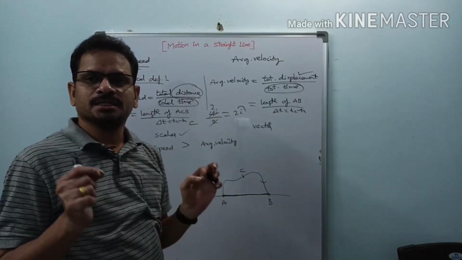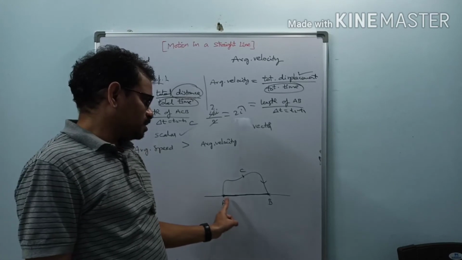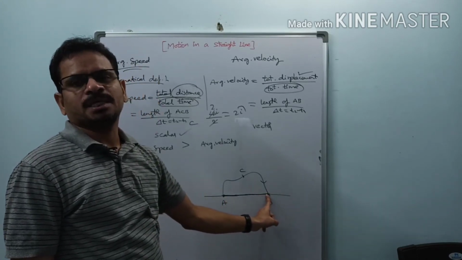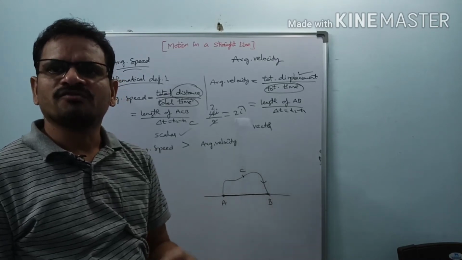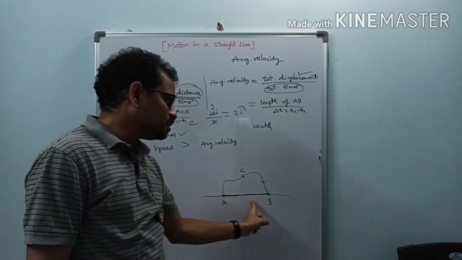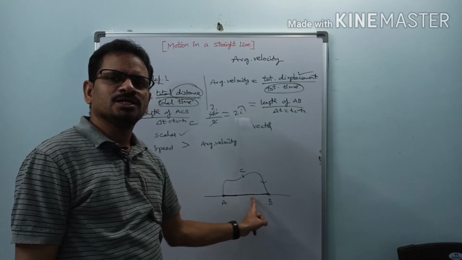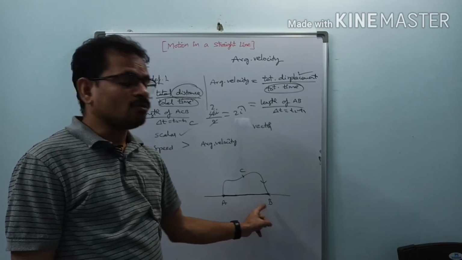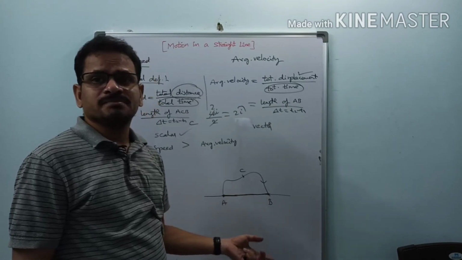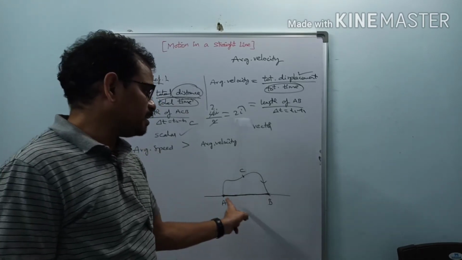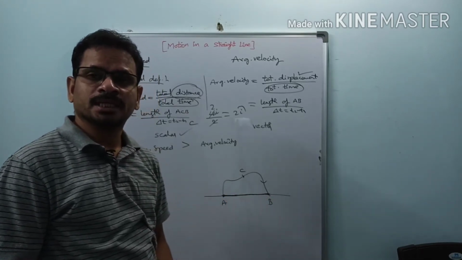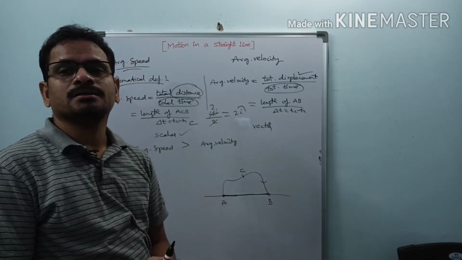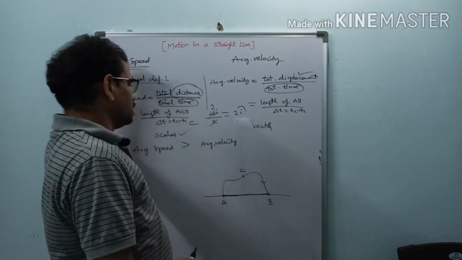So what is the distance here? Distance is nothing but the length of the straight line AB, because distance is nothing but the length of the actual path. Here the actual path is the straight line joining AB itself. Then what about displacement here? Displacement is always the length of straight line AB only. So in this case, distance and displacement are both equal.